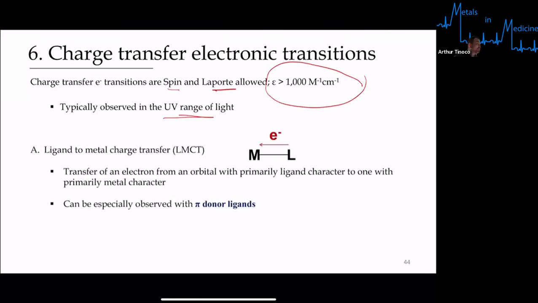All right, so we're going to give just a preview of this. We're not actually going to go into this much in depth. So in terms of the terminology, when there's a movement or an excitation of electrons from ligand to metal, okay, that's referred to as ligand to metal charge transfer.